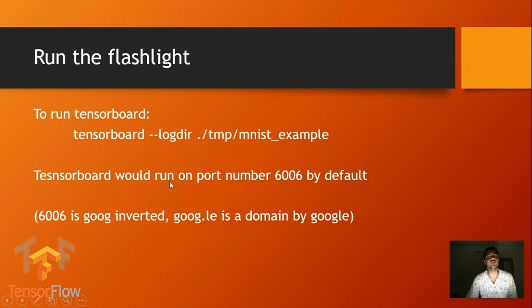Now Tensorboard runs on port number 6006 by default. 6006 has a typical reason: inverted, it looks like goog, and goog.le is a domain by Google, which is probably just an inside joke by the Tensorboard people. So let's see if Tensorboard runs.